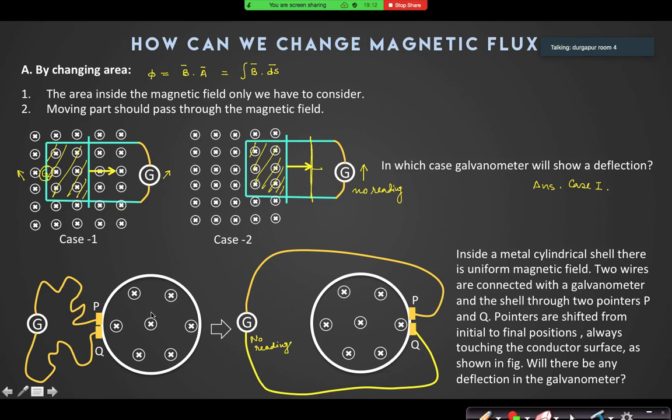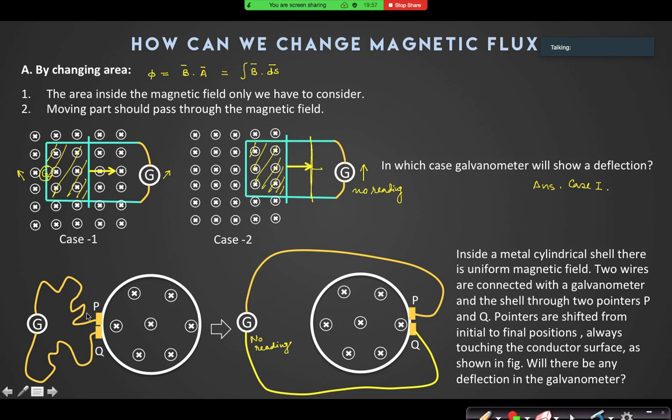Why? Look, these two things has to be fulfilled. Moving part should pass through the magnetic field. If you are changing the area, right? You are saying that no, this was the initial area, now this is the final area. So is that area changing happening due to the moving part that is passing through the magnetic field? If you changed that area from here to here by passing these pointers inside that magnetic field and you take it from here to here, then there will be definitely a deflection in galvanometer.